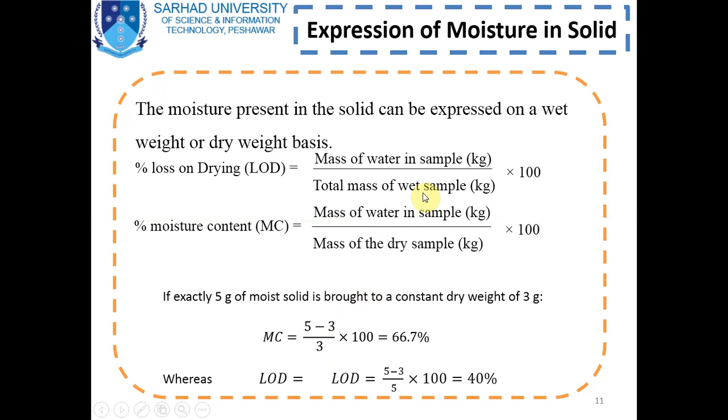And then we have to put the dry sample, which is 3 gram. For the percent moisture content, with the dry sample we put the value of 3, multiplied by 100 in order to get the percent moisture content, and we get 66.7% moisture content, that is the expression of moisture present in the solid on the dry weight basis.